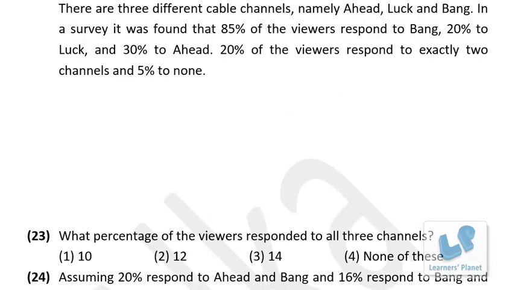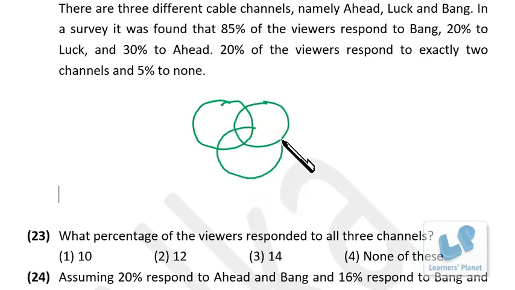Now we see this question once again from a Venn diagram. Here there are 3 different channels: ahead, luck, and bang. In the survey it was found that 85% of the viewers respond to bang, 20% to luck, and 30% to ahead. 20% of the viewers respond to exactly 2 channels and 5% to none. So once again we have to make 3 circles over here. So first, second, and third, right? This is ahead, this is luck, and this is bang.